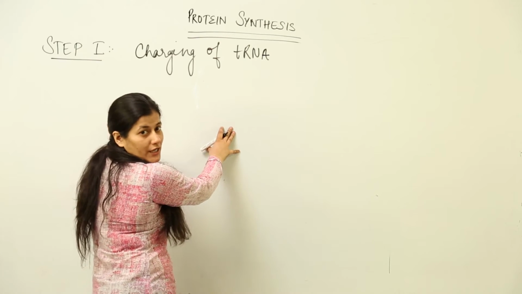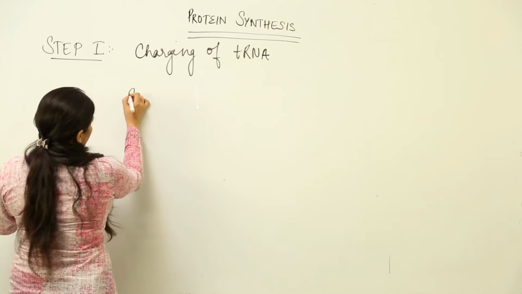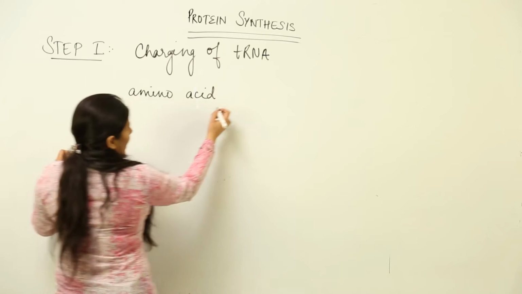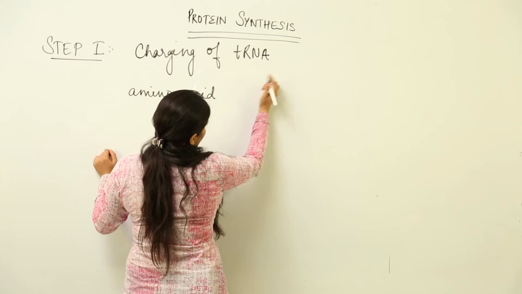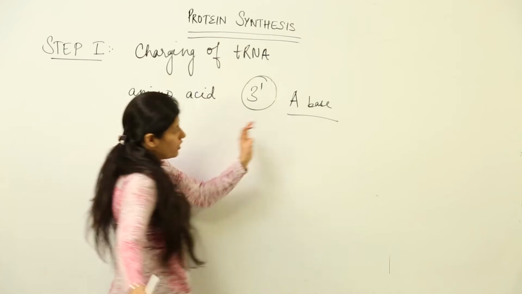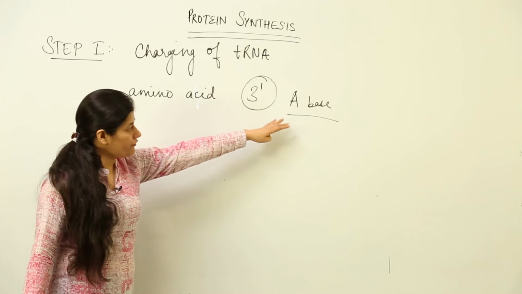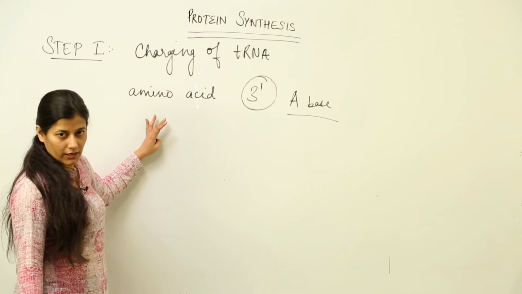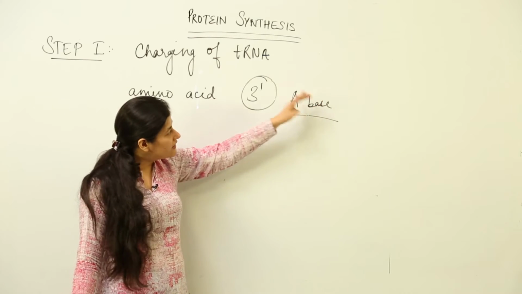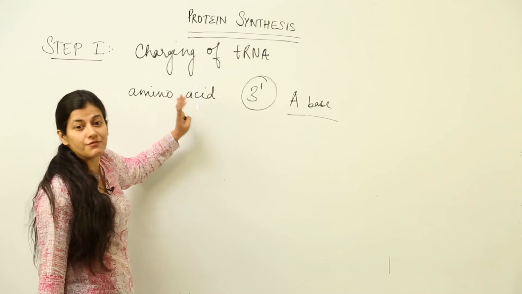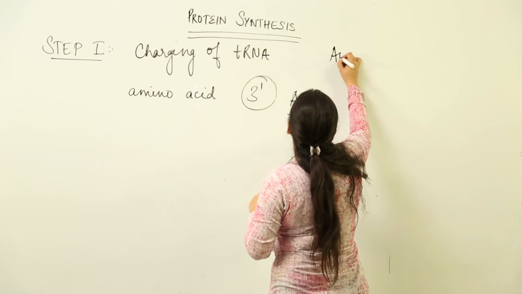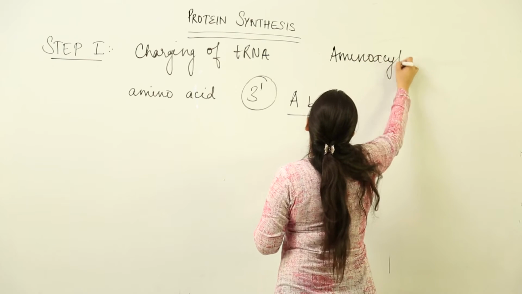Charging of tRNA involves the addition of amino acid according to the anticodon loop sequence at the 3' end, A base pair, of tRNA. The 3' end A joins the amino acid, okay. The A that is present, A is the base, or the nucleotide, that is present at the 3' end and joins the specific amino acid. That is known as charging of tRNA, or otherwise known as aminoacylation.